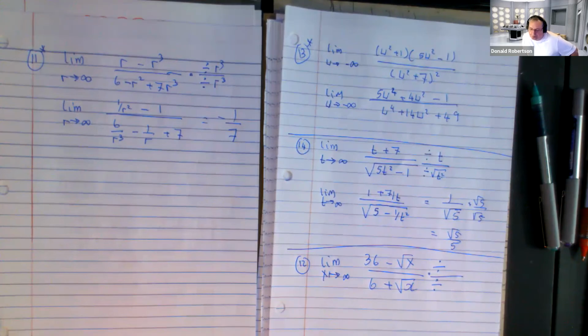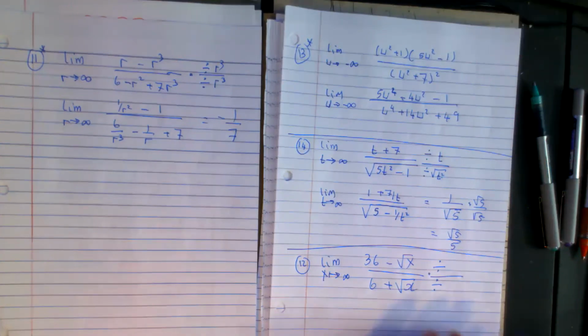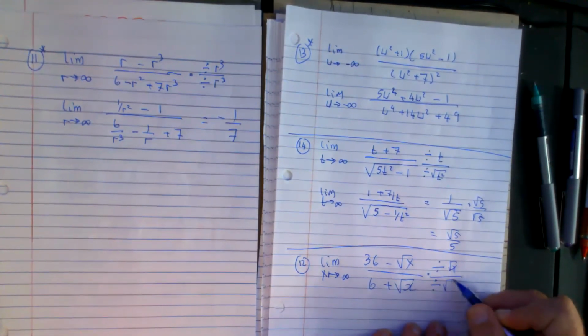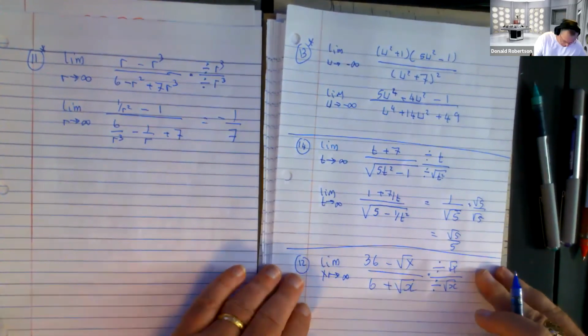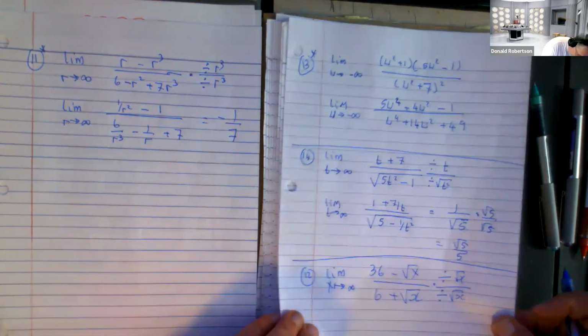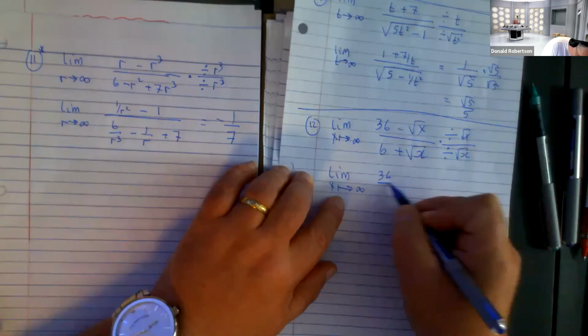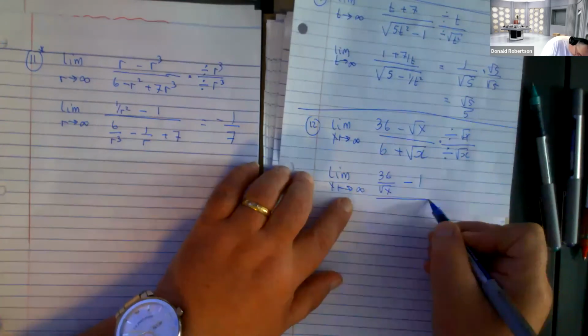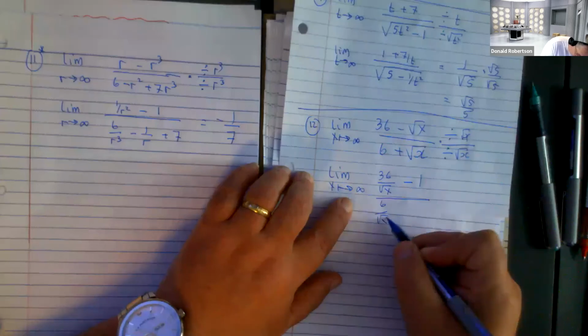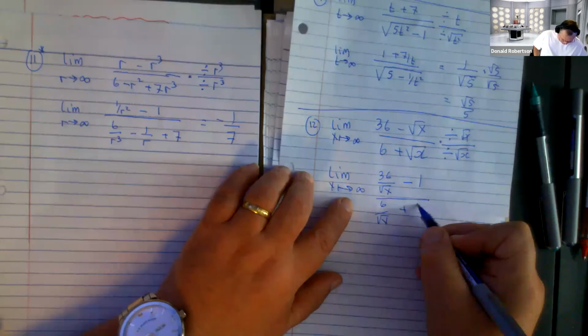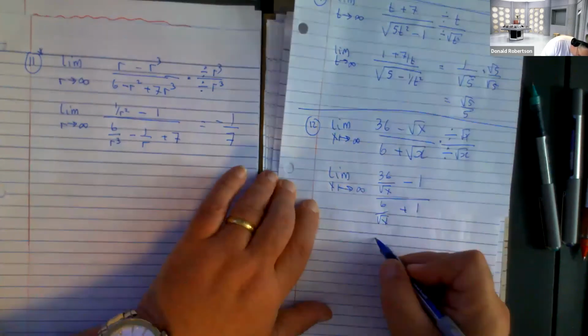What shall I divide the top and bottom by? The square root of x. Yeah. A little bit weird, but yeah, square root of x. Let's see what that looks like. Well, it's going to be the limit as x tends to infinity. 36 over the square root of x. Take that guy and you just get -1. And on the bottom, you're going to get 6 over the square root of x, and that guy is going to get you +1. I'll go in and do brute force on this one.